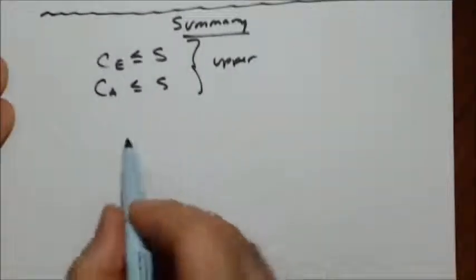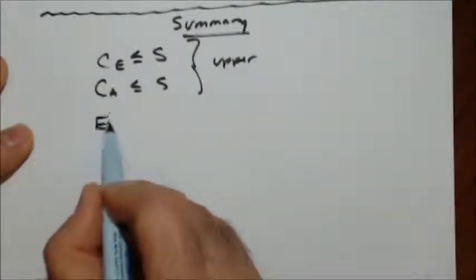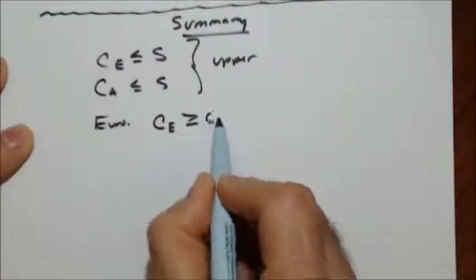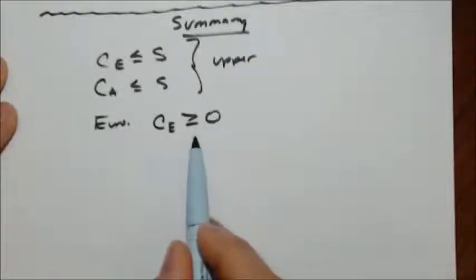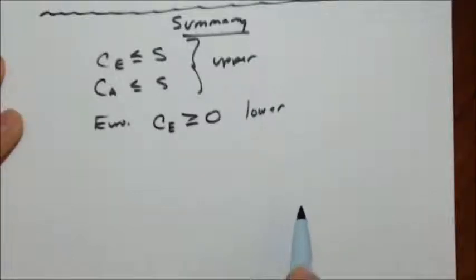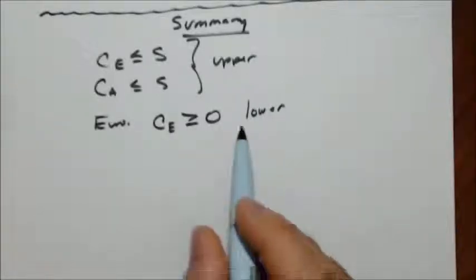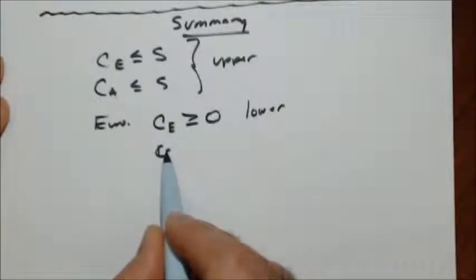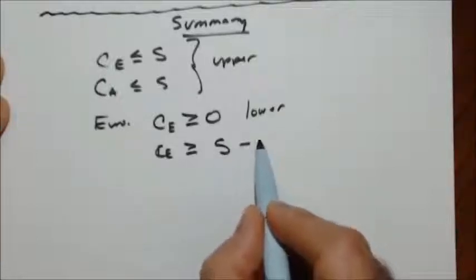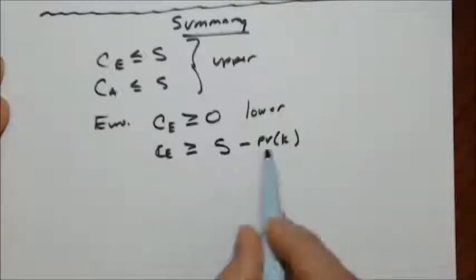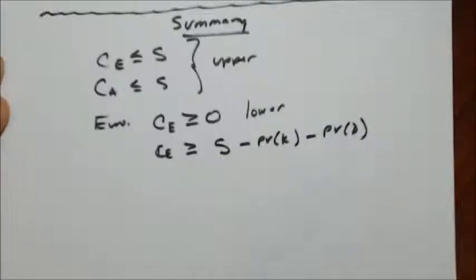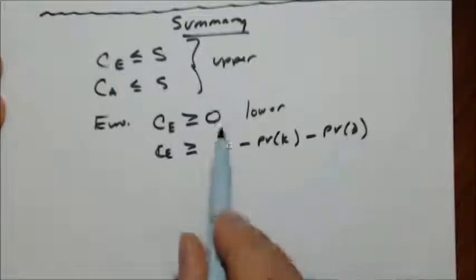Now, with European options, this is no surprise. The value of the European has to be greater than or equal to 0. That's a lower bound. And if you have dividends, don't forget, we said that the option has to be greater than the stock price minus the present value of the strike for a lower bound. And don't forget, if you have dividends, the present value of dividends gets subtracted off. So here's the complete lower bound.